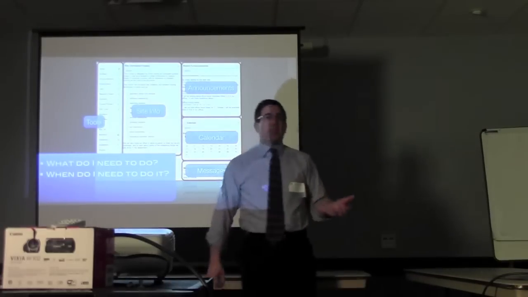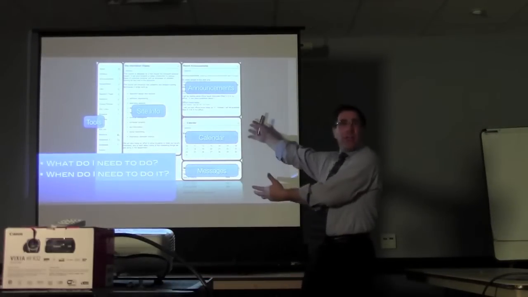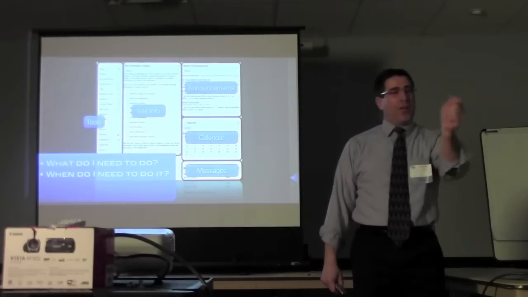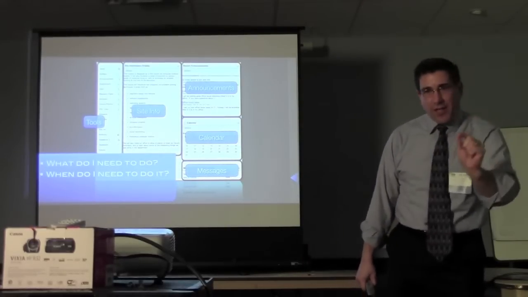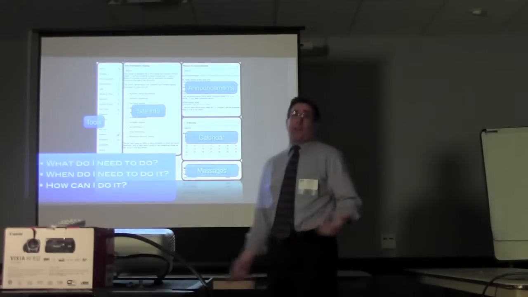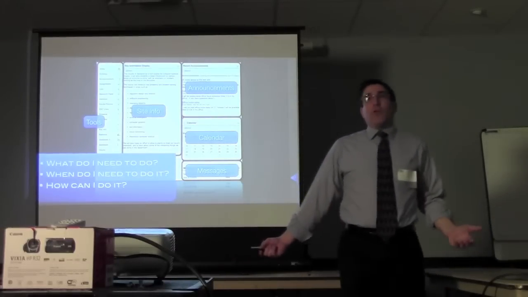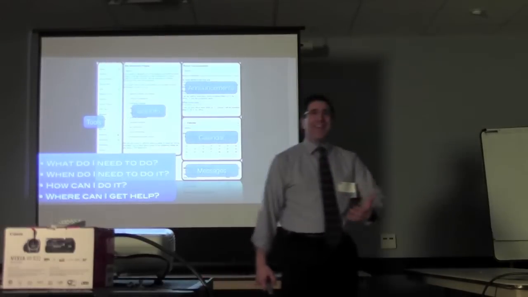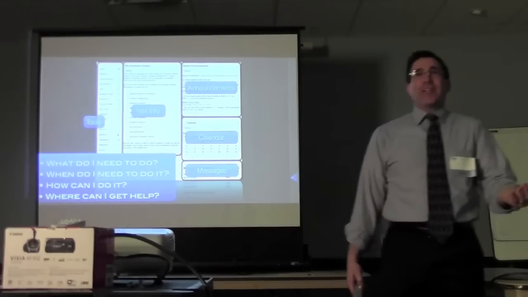All right, when do I need to do it? Can you tell? All right, there's a calendar here, it might have a red block for you, but you click on the red block, you get a list of things, you're going to click on those to see what they are, and you still don't know how it all fits together. How can I do it? All right, there's no information about that there, and where can I get help? Okay, that's where the students are at this point.